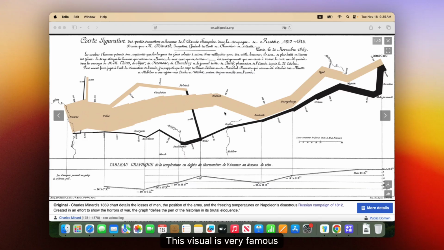This visual is very famous because it's multivariate. So let's go over all 6 variables that we are able to observe on this work of art. Number 1, size of troops is depicted by the width of the band. So again, we started out with 422,000 troops on the border with Poland. In Moscow, it was 100,000, and then 10,000 people again at the very end of the campaign.